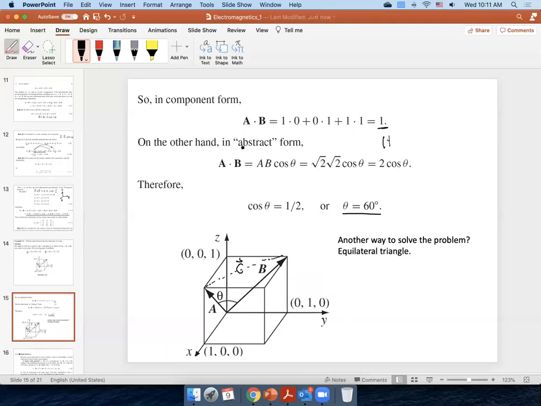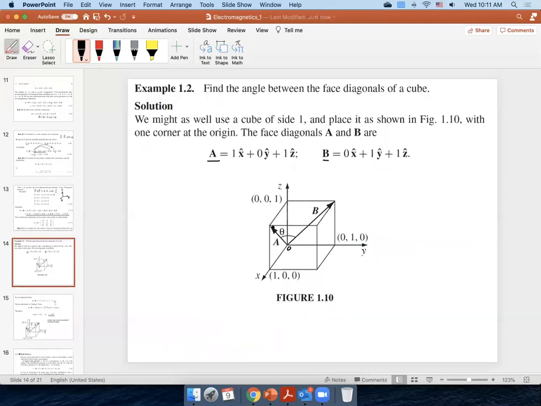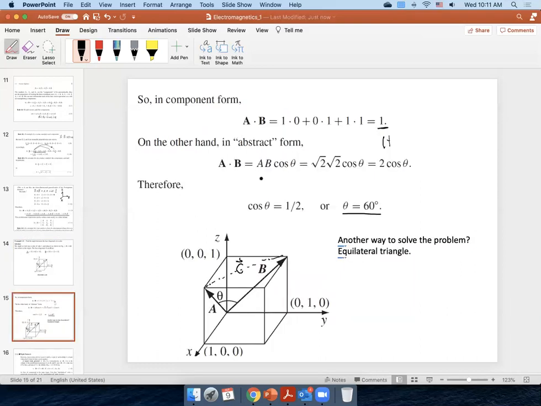You can use a different way, which is the abstract form. If we use the abstract form to calculate A dot B, you will have A dot B equals AB cosine theta. And the magnitude of A is square root of 2, because this is 1, this is 1. You will have A to be square root of 2. The same thing for B, square root of 2. So you have square root of 2 times square root of 2 times cosine theta, which is 2 times cosine theta.